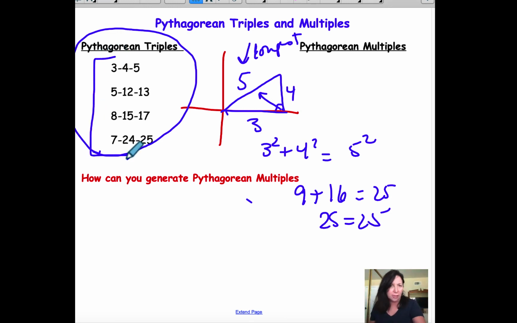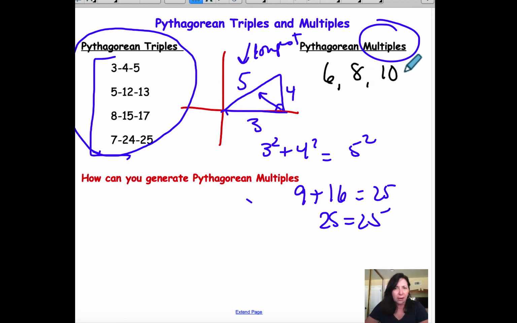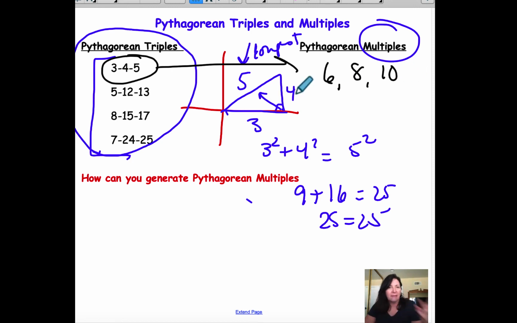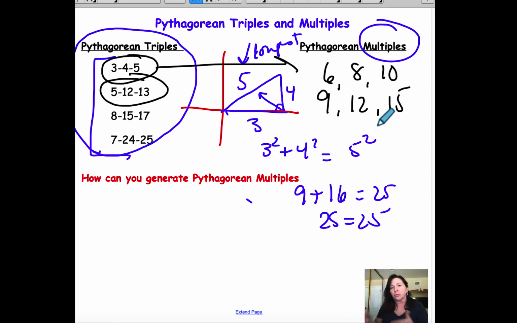We know that all of these: we've got a 3, 4, 5, 5, 12, 13, 8, 15, 17, and 7, 24, 25. But the thing with this is that there are also multiples. A lot of you have probably seen this one, 6, 8, 10, right? Well, that's a multiple of the first one, 3, 4, 5. If I multiply by 2, I get 6, 8, 10. If I multiply by 3, I'd have 9, 12, 15. Not to be confused with this one, which is a different one.